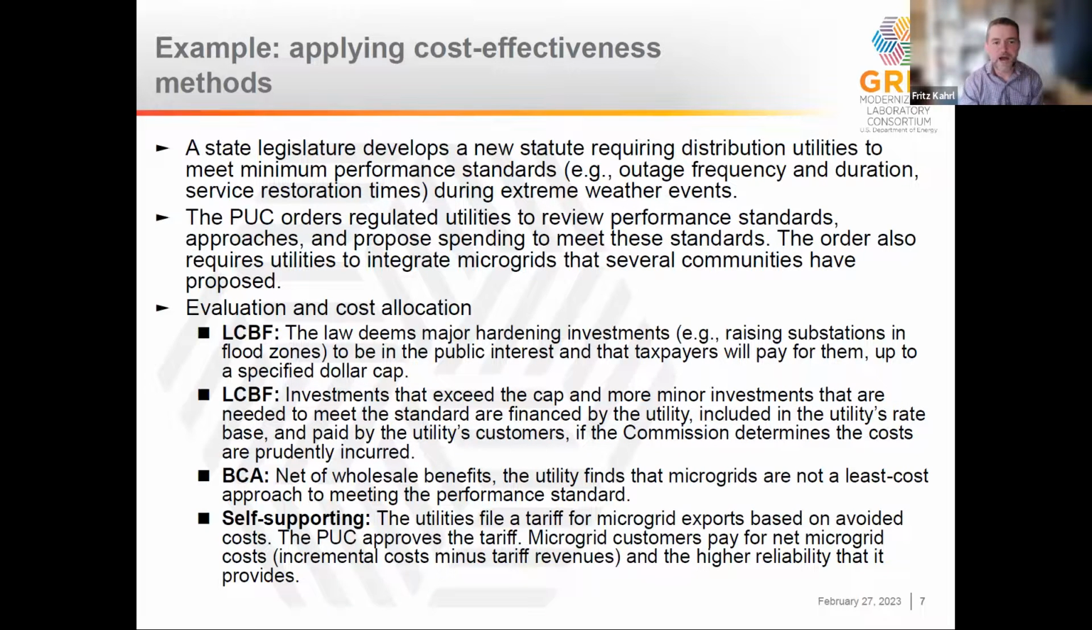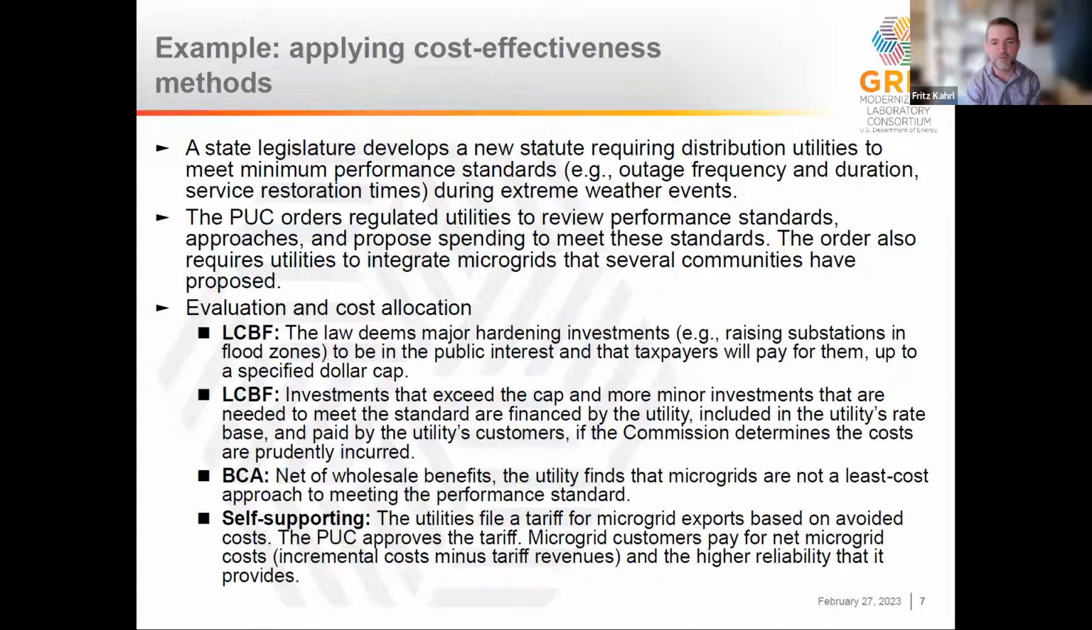Say that we have a state legislature that develops a new statute requiring distribution utilities to meet minimum performance standards during extreme events. This could be things like outage rates or service restoration times. This is top of mind for a lot of commissions right now. The PUC orders the distribution utilities to figure out how to meet the standards at least cost and propose both an infrastructure plan and a spending plan for doing so. The PUC orders the utilities to integrate microgrids, which several communities in the area propose, into this plan.